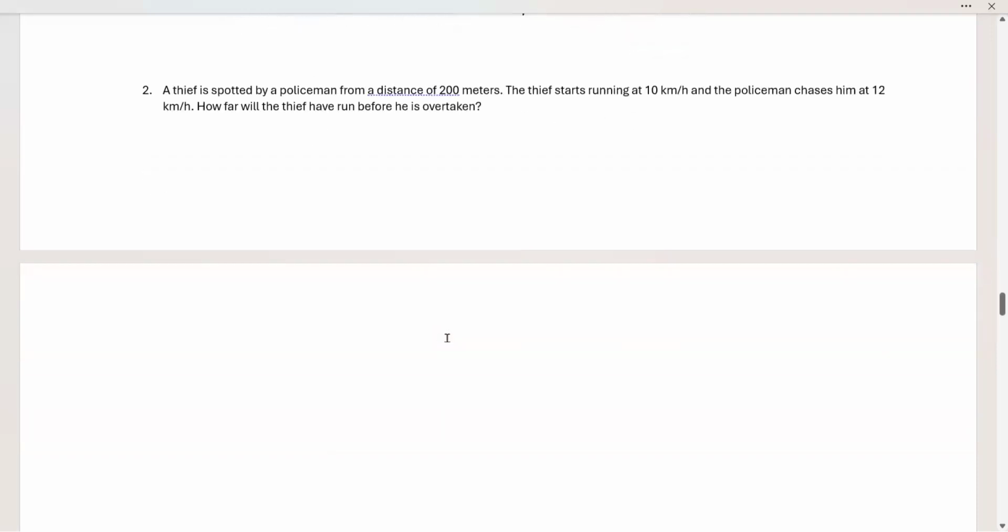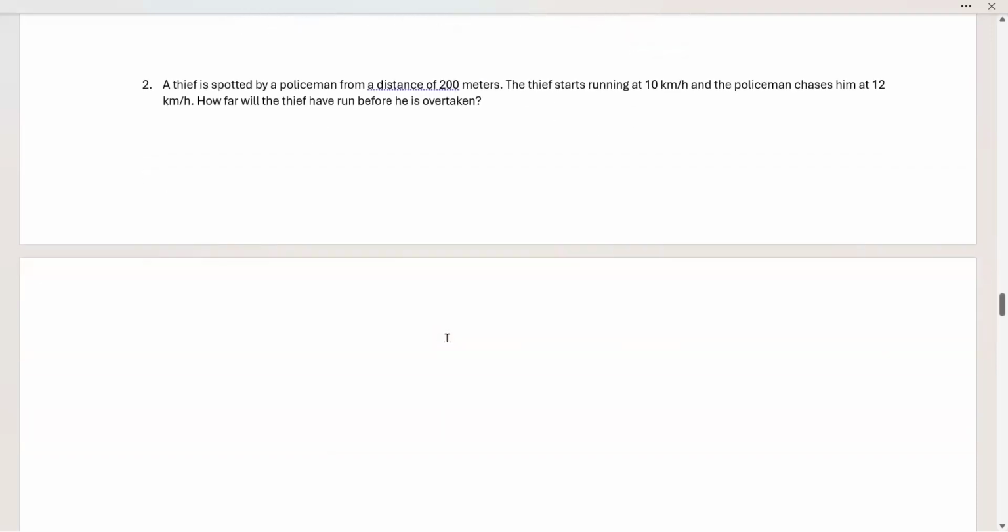So what does it say? A thief is spotted by a policeman from a distance of 200 meters. The thief starts running at 10 kilometer per hour, and the policeman chases him at a rate of 12 kilometer per hour. How far will the thief have run before he is overtaken?